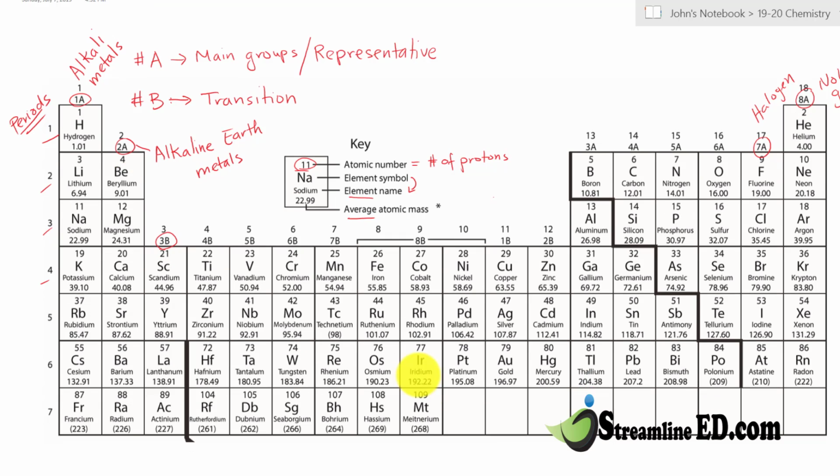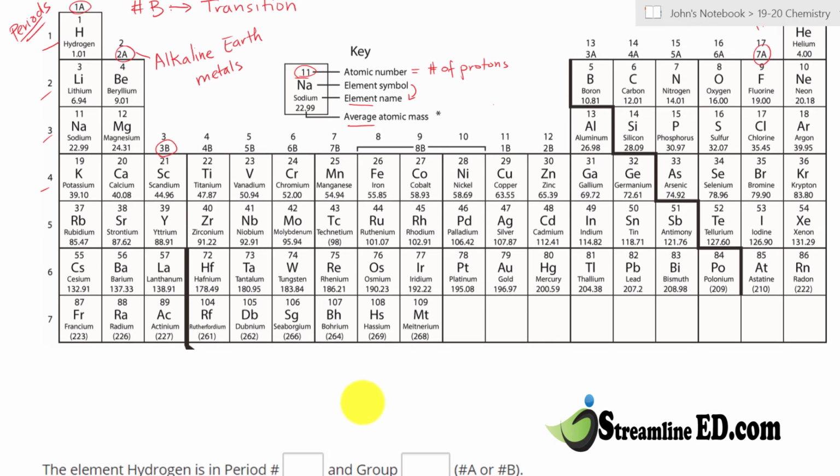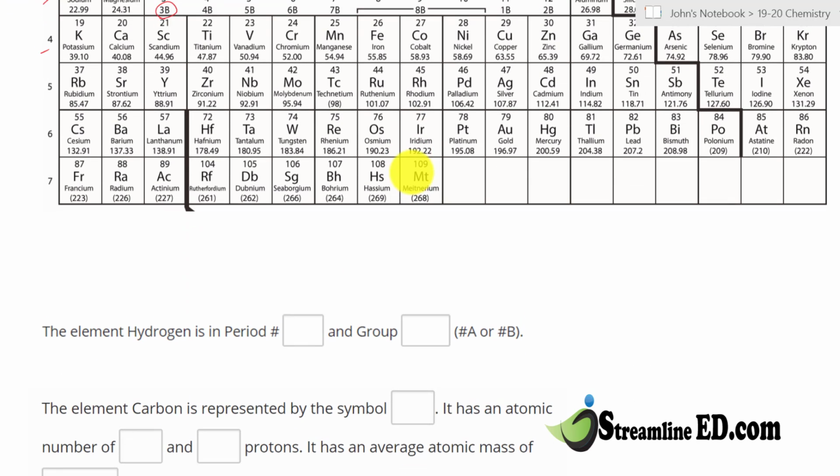So let's do some practice problems together. The element hydrogen is in period... well, let's look at hydrogen. Hydrogen, right here, is in period number 1 and group 1A. So that's pretty easy. Period number 1 and group 1A.